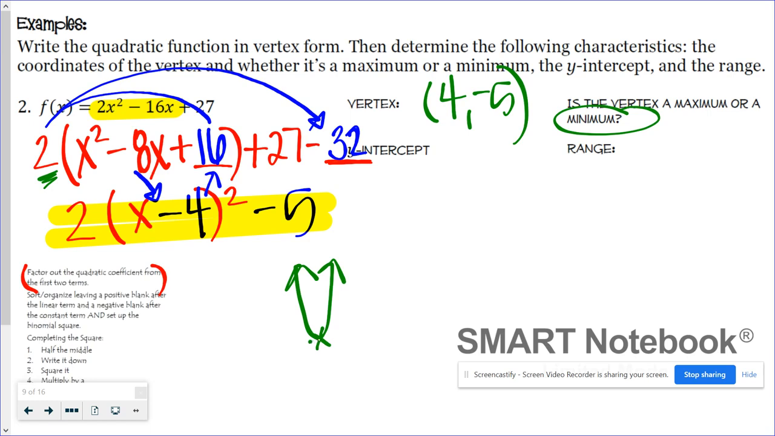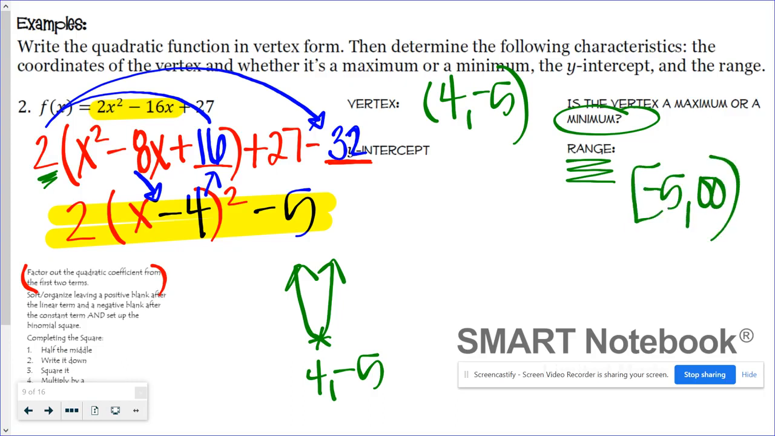I can use my vertex to find the range. Remember, range are your y values, low to high. So my function has a low y value of -5, and then it goes up forever to infinity and beyond. As far as my y-intercept goes, I can go right back to the original function. It's really easy to see what it is there. So my y-intercept is 27.